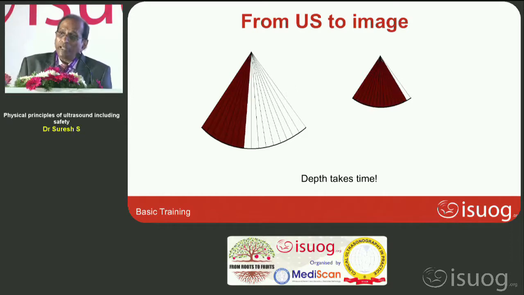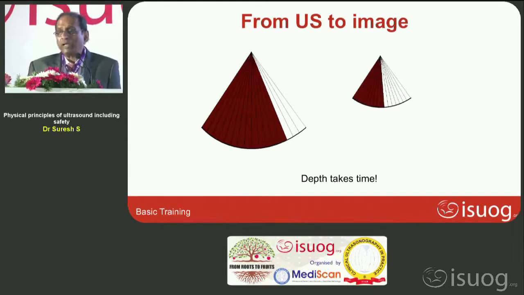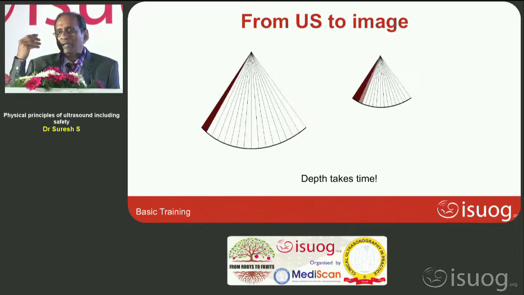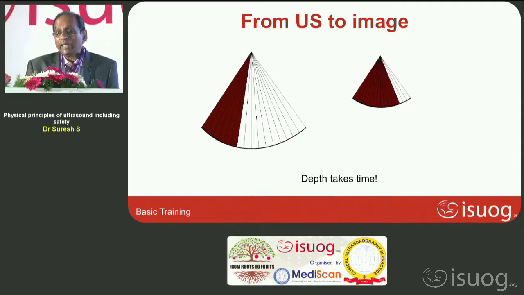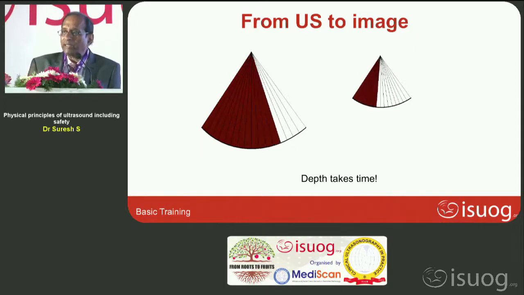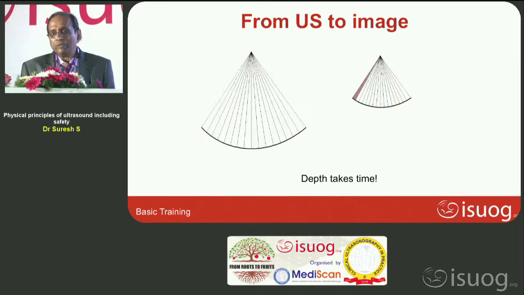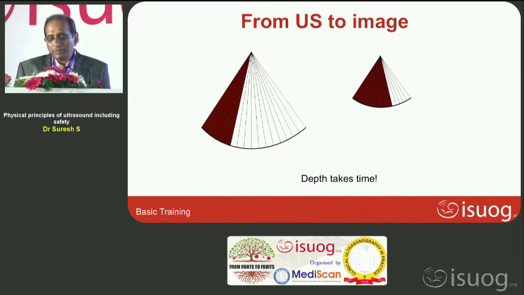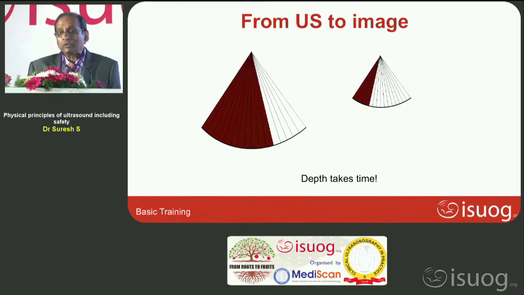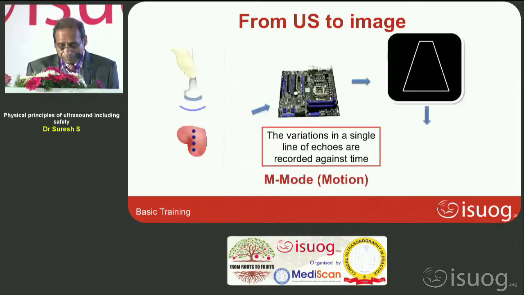Now, when you're looking at deeper structures, it is certainly going to take longer, because every time the pulse goes, hits the object and comes back, there's a time involved. The deeper it has to travel, the longer the pulse takes to go and come back, so the frame rate actually goes down.